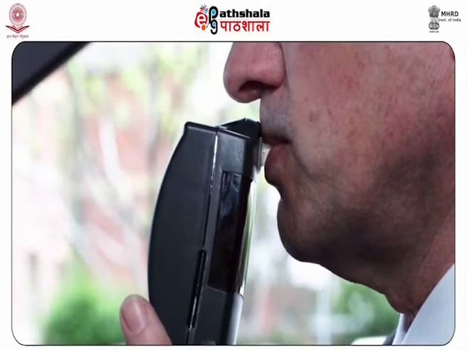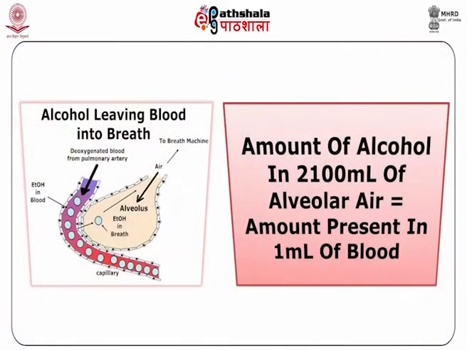Instead of taking the driver's blood sample to test his level of alcohol in blood, his breath could be analyzed on the spot, and the officer can come to know whether there is a valid reason to arrest the driver or not. There is a direct relation between the alcohol concentration in blood and that in breath. The amount of alcohol contained in 2100 ml of alveolar air is approximately equal to the amount present within 1 ml of blood.